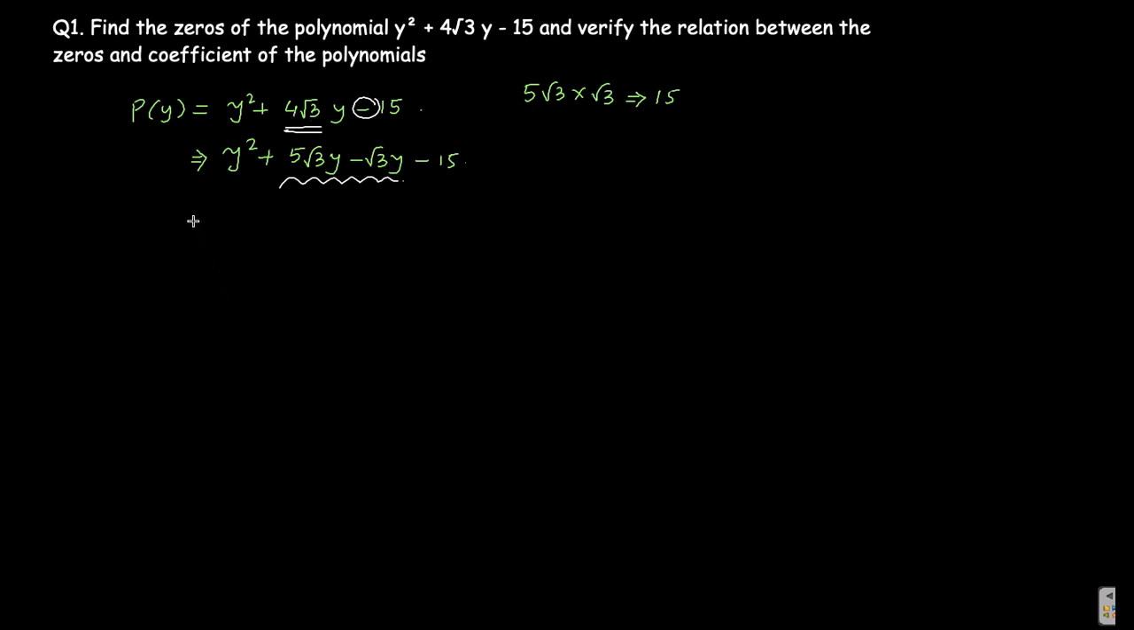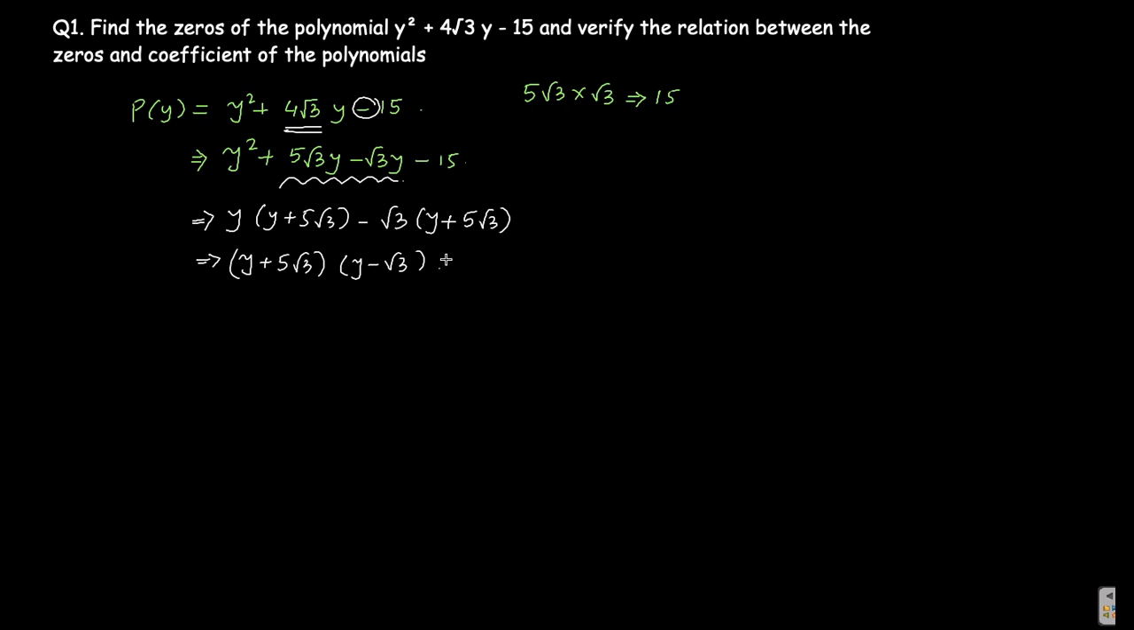Now we take y common, giving y plus 5 root 3, and again, taking minus root 3 common, we get y plus 5 root 3. That means the factors are y plus 5 root 3 and y minus root 3.